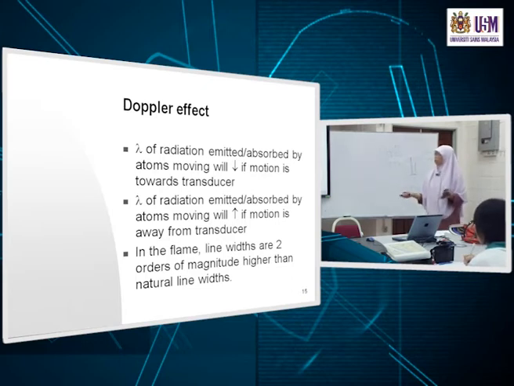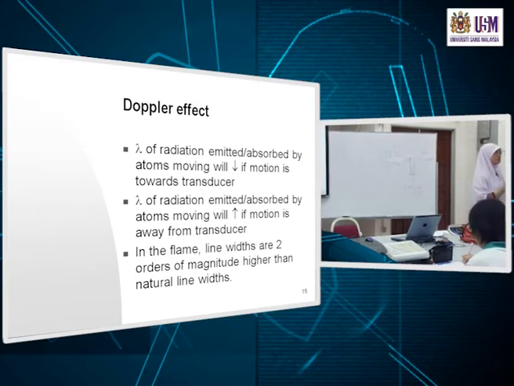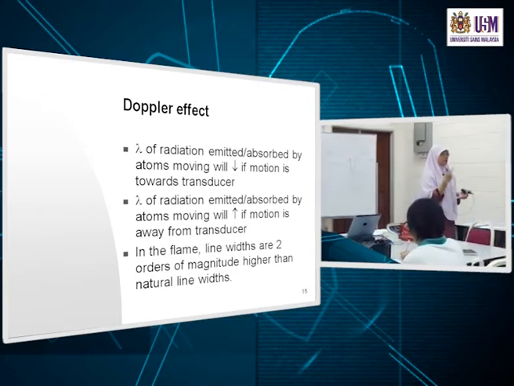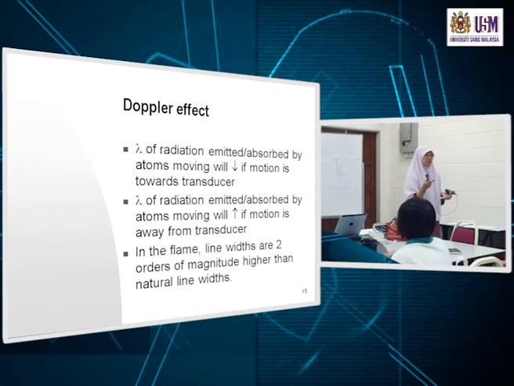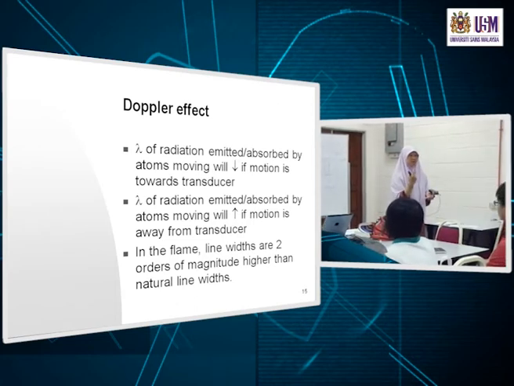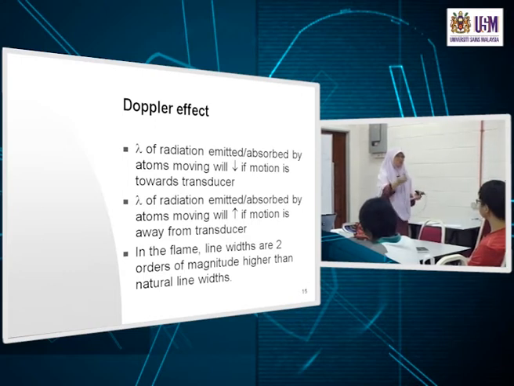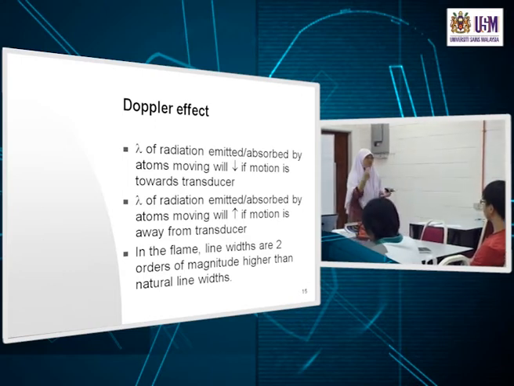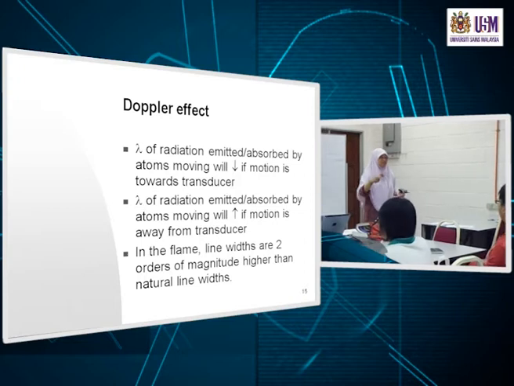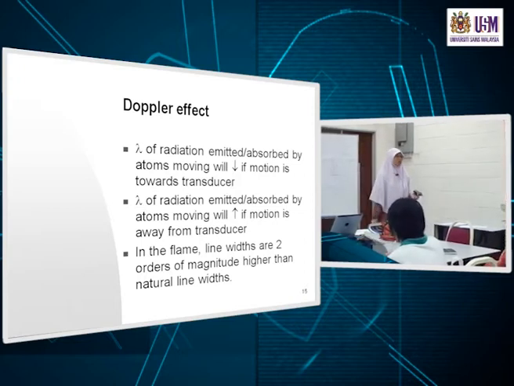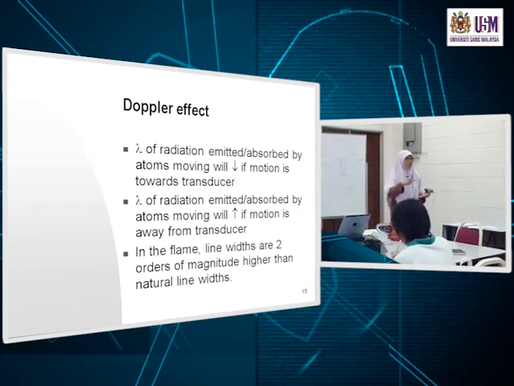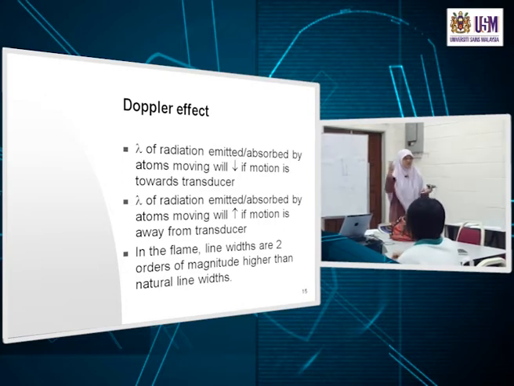What do you understand by two orders of magnitude? One order of magnitude means times what? Times one? One order of magnitude is 10. So if you say one order of magnitude higher, it will be 10 times more. Two orders of magnitude will be 100 times, 10 to the power of 2. Okay, three orders of magnitude will be 10 to the power of 3, 1,000 times.